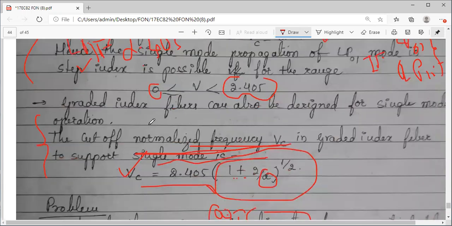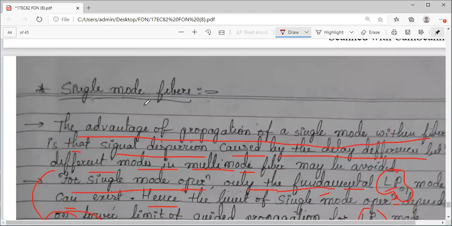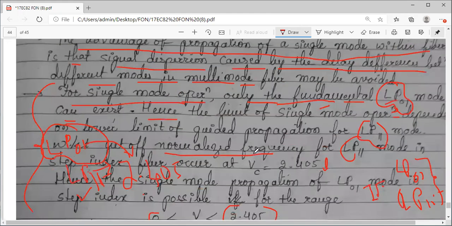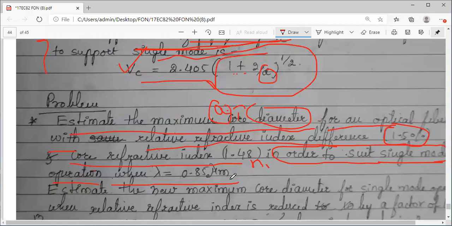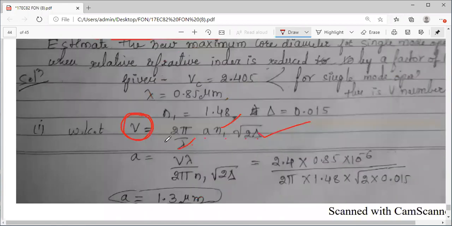Just now I had told you, in case of single mode fibers, in case of step index, the V value should be within the range of 0 to 2.4, because for the LP01 mode the maximum I can take is 2.4 V. So that I can make use of that. With this formula, V is known, n1 is known, delta is known, lambda is known. So a is unknown to you.